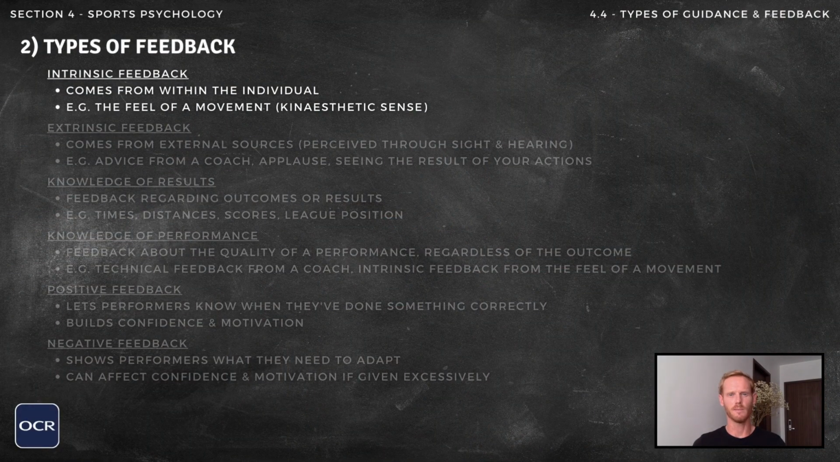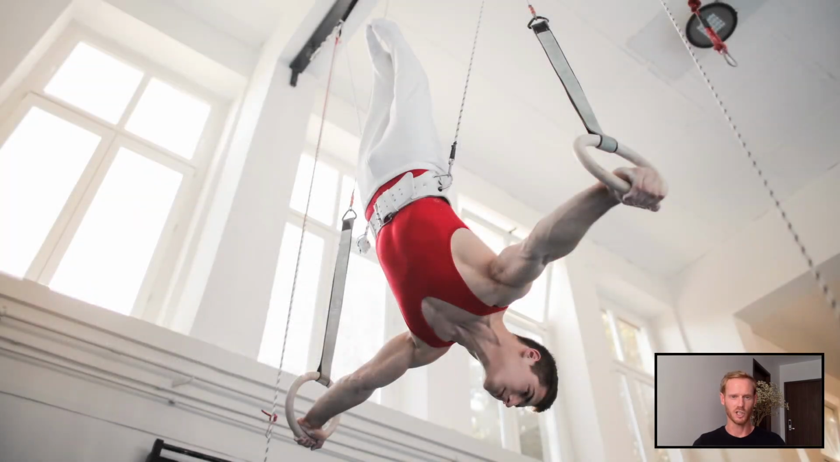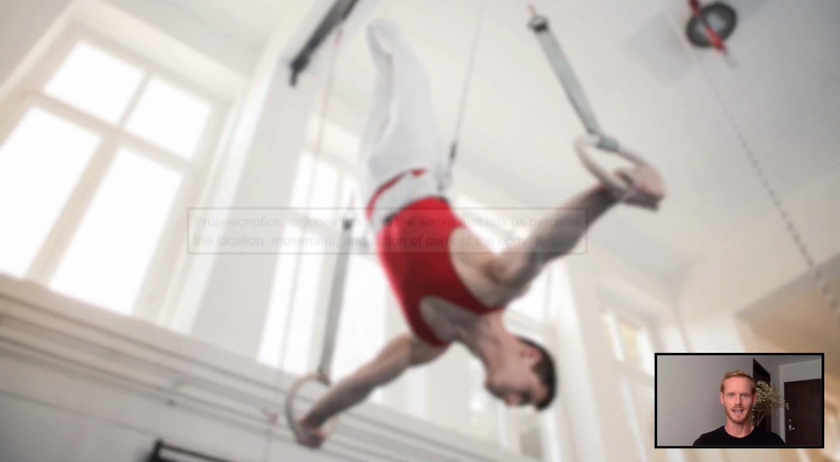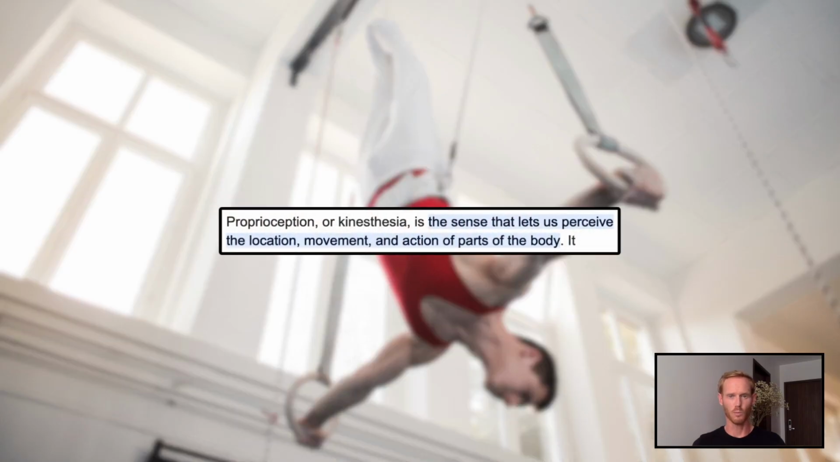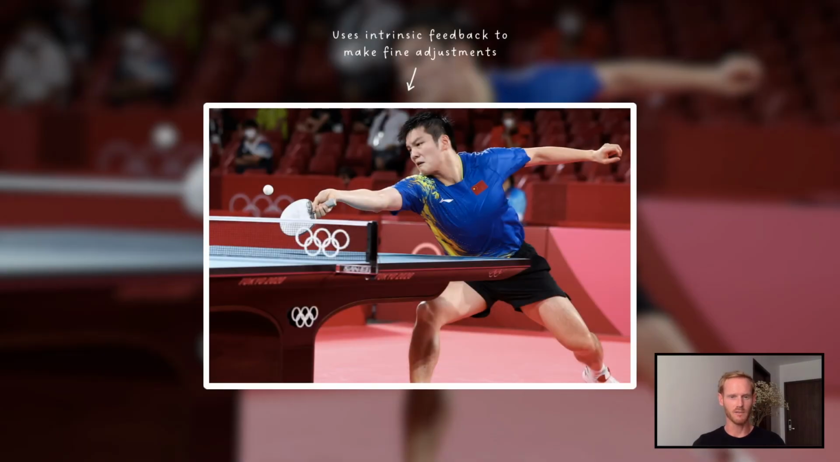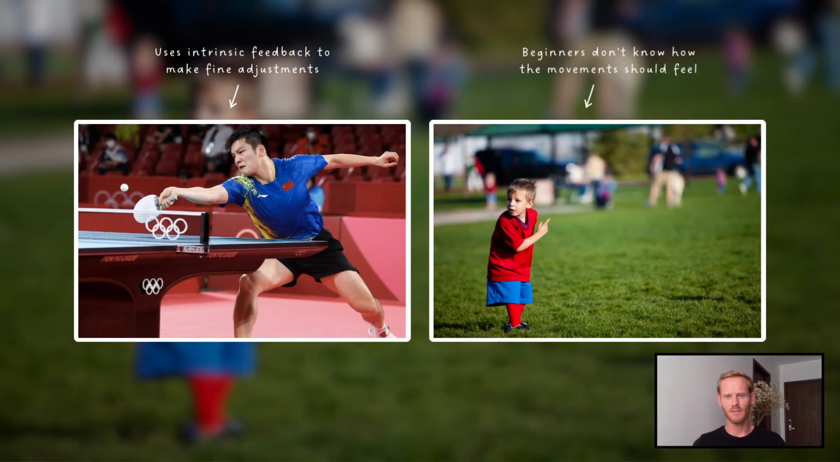Intrinsic or internal feedback is feedback that comes from within the performer, like the feel of a movement, an emotional response, or thoughts about an action or decision. For example, a gymnast performing a ring routine uses intrinsic feedback in the form of proprioception to sense the position of their arms and feel that their toes are pointed. Intrinsic feedback is beneficial for experienced performers as it allows them to immediately rectify a mistake or adapt a technique, but it lacks relevance for beginners who don't yet know what the correct execution of a skill should feel like.